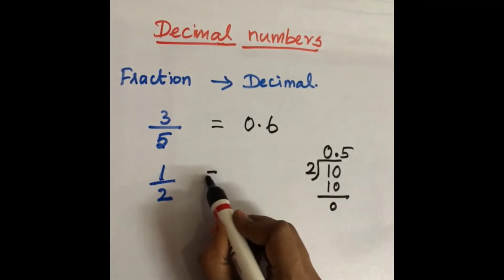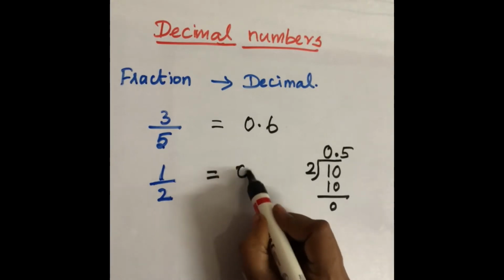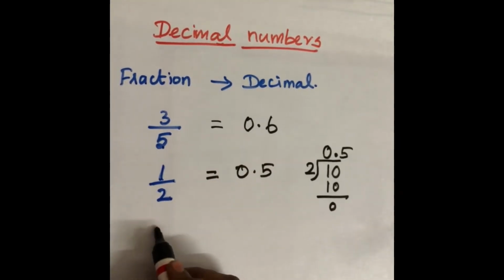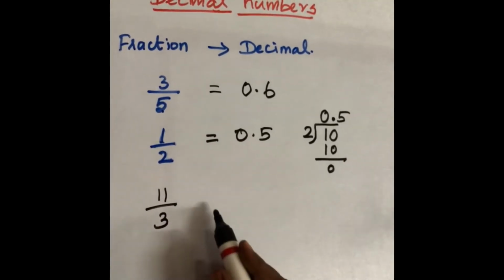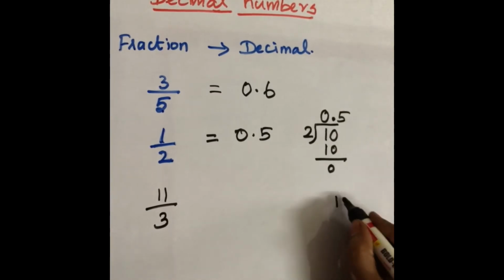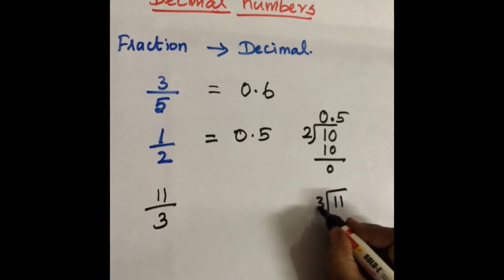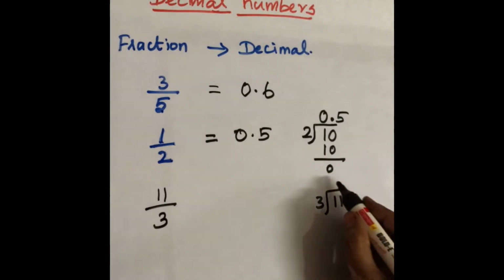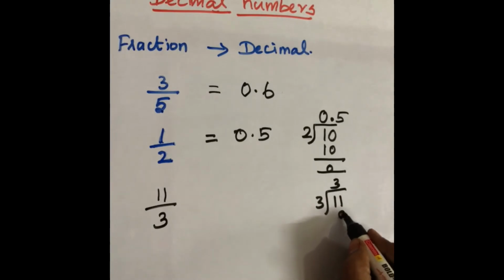So, this can be written as 0.5. 1 by 2 can be written as 0.5. Now 11 by 3. For this you have to divide 11 by 3. In 11, how many times is 3 there? 3 times. 3 3s are 9.